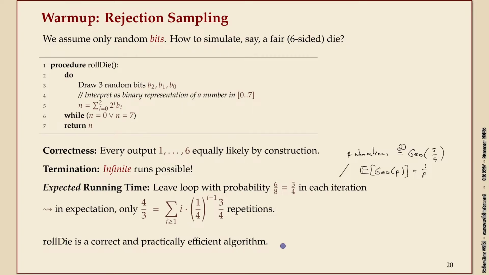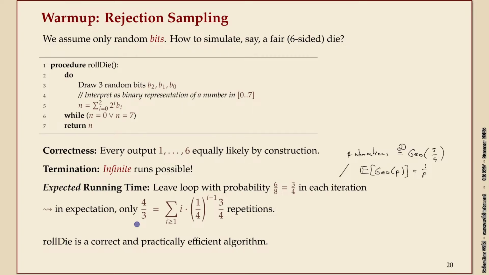So this algorithm is correct. It uniformly samples. Its running time is a bit wonky. It sometimes takes longer and sometimes takes shorter. But it's well characterized. We can understand how long it takes. It's a random variable that's well understood. And it has a small expectation. So after a constant amount of time or constant number of iterations, you'll have your output.